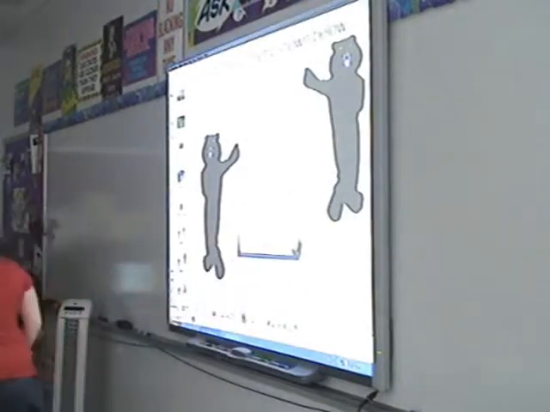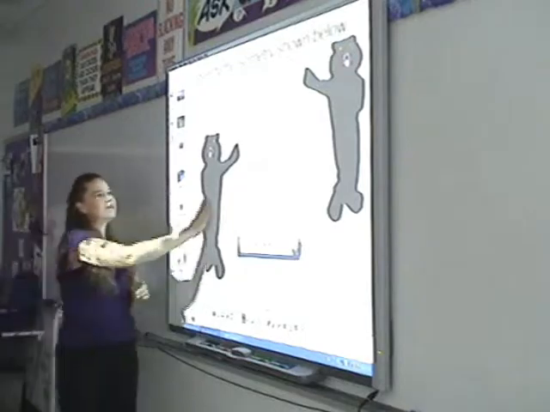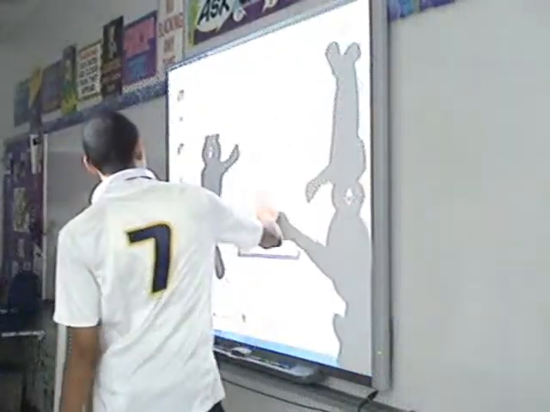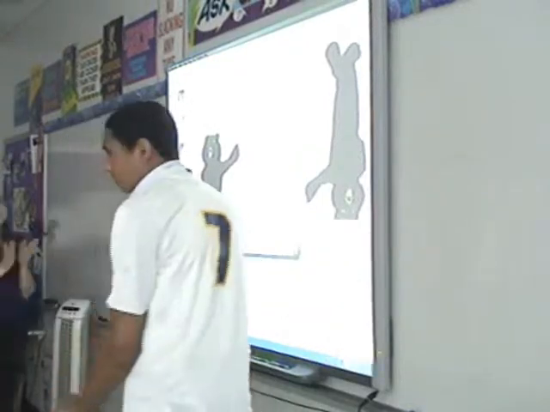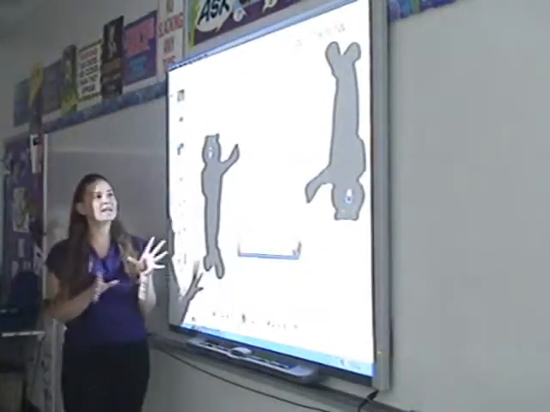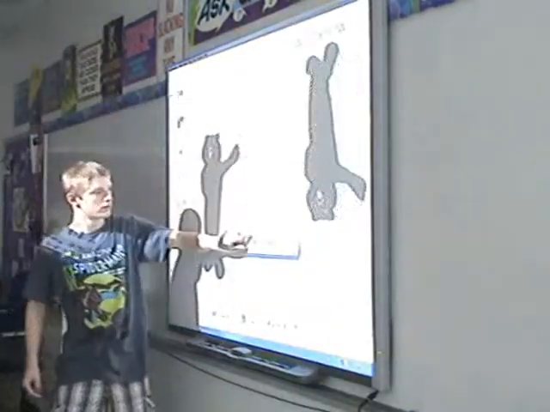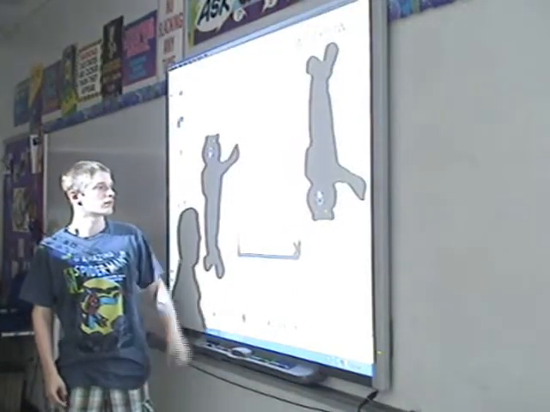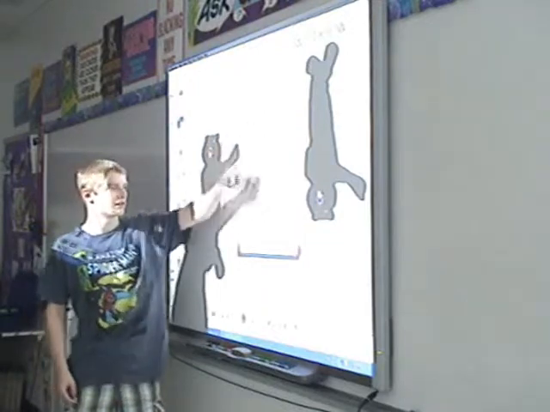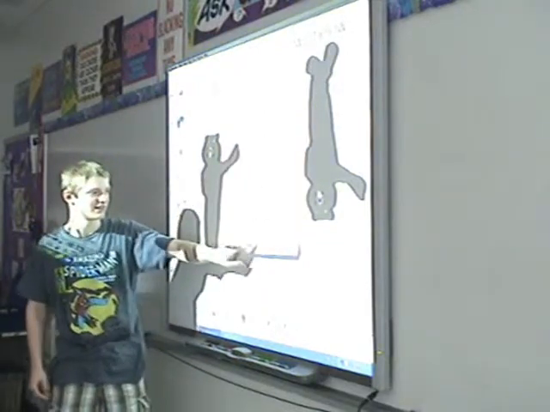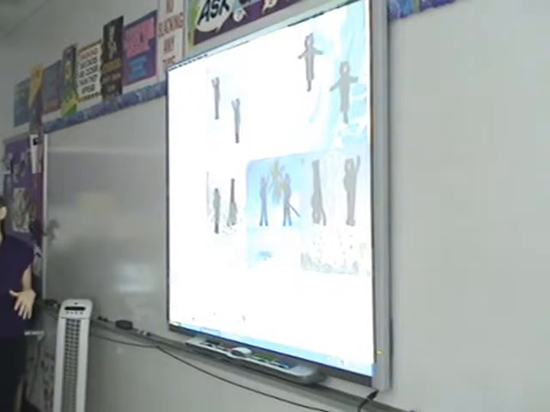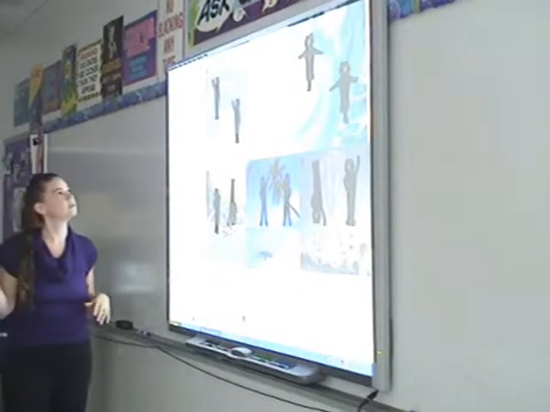Excellent. So it's not just a flip, it's a flip and a slide. If it was a flip, it would end up right here, but I slid it up. All right, excellent, nicely done. Again, notice that it's not exactly a reflection. So pick which one of those they are. As soon as everyone's done, we'll take a look at the results.